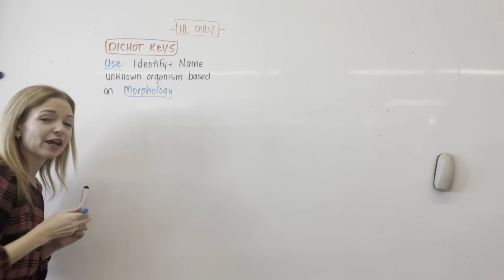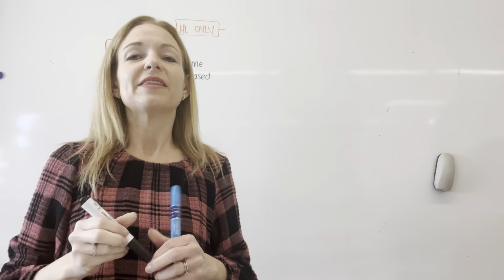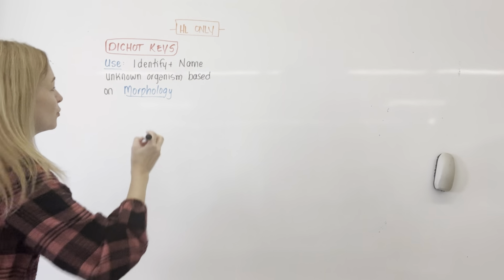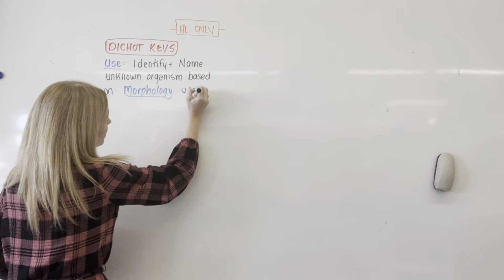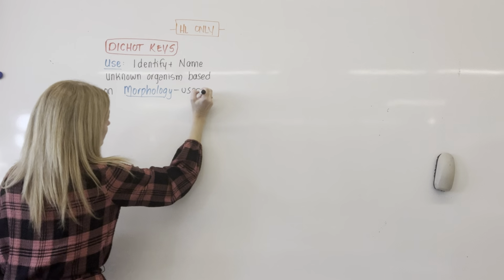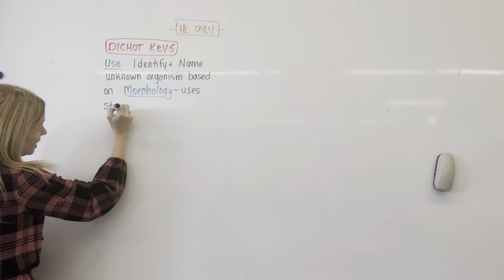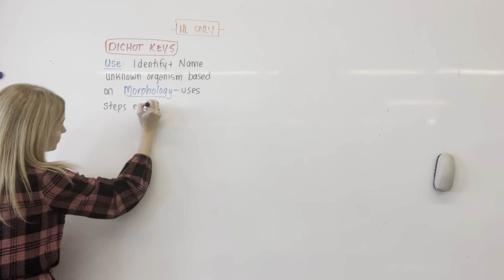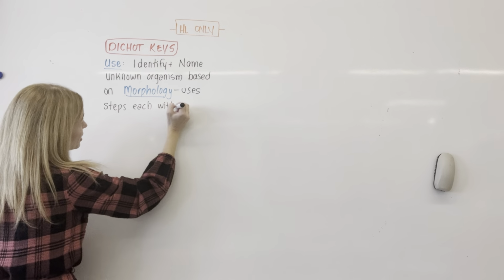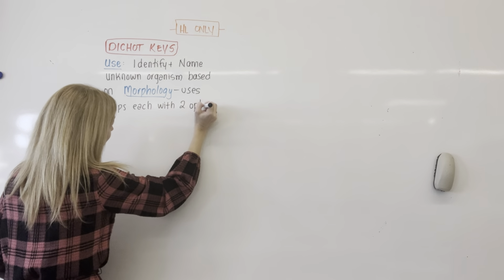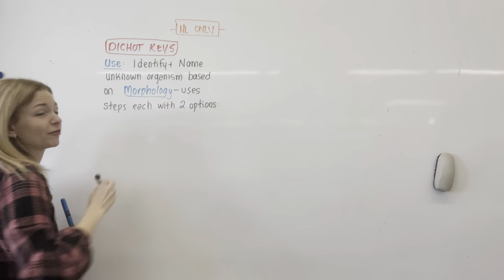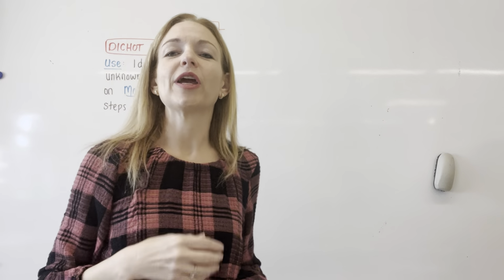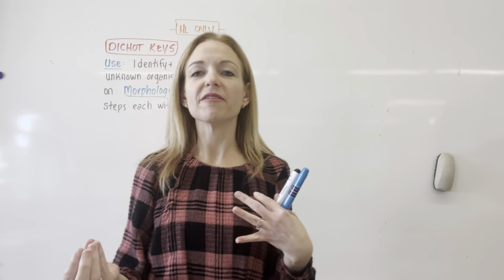And the dichotomous comes from the idea that it's using steps with 2 options. So it uses steps, each with 2 options. So it does say in the syllabus that you could have to create one. So you're supposed to create one by engaging with local flora and fauna.